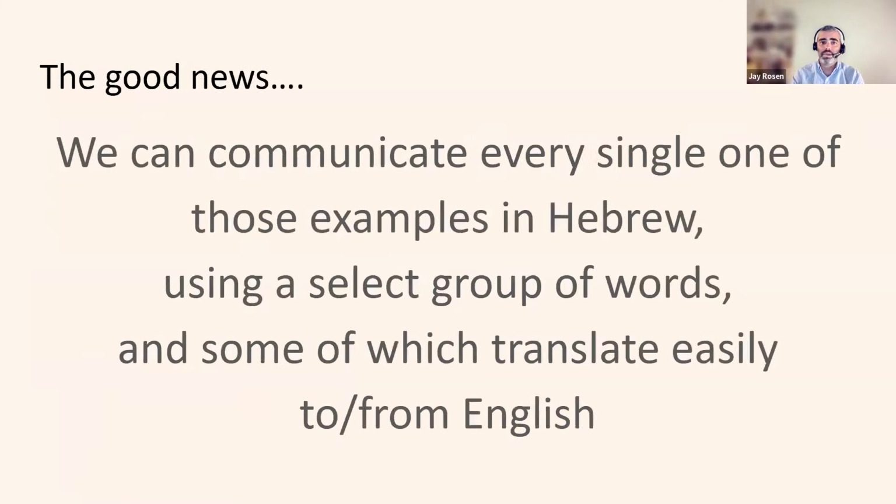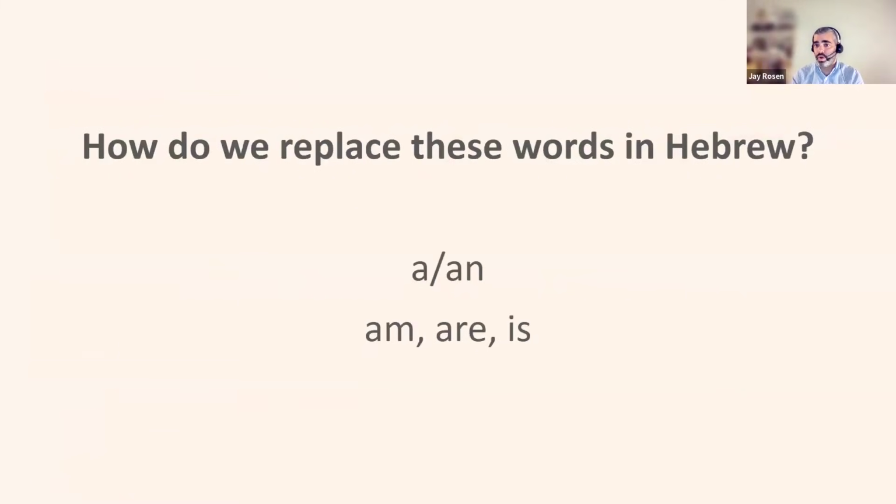So let's start with the question that I got asked. Actually, we're going to get to am, are, and is second, but this is a big one. It actually is included here. How do we replace these words in Hebrew? A and an, am, are, and is. Those of you who aren't familiar with these words, a or an is the indefinite article in English, right? An apple, an idea, a quarter. The only difference is whether the word that follows it starts with a vowel or not.